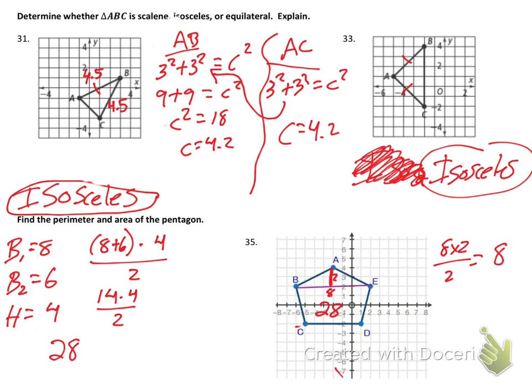So now, this top triangle right here is going to be 8. So all I need to do is, I have the area of both of these figures, just add them together. So 28 plus 8 is going to give me an area that is equal to 36 units squared. So now, after I've done that, I've got to find the perimeter, which is the outside.